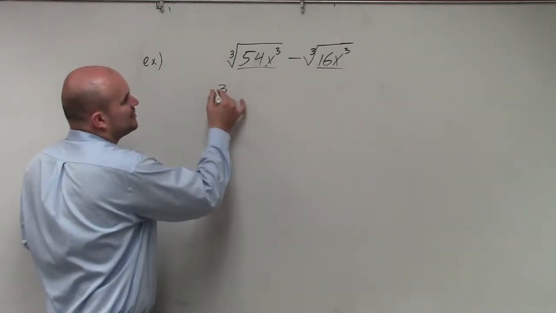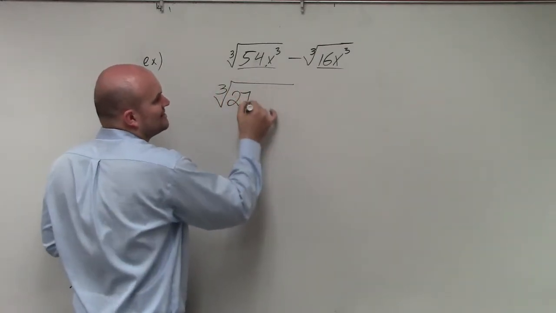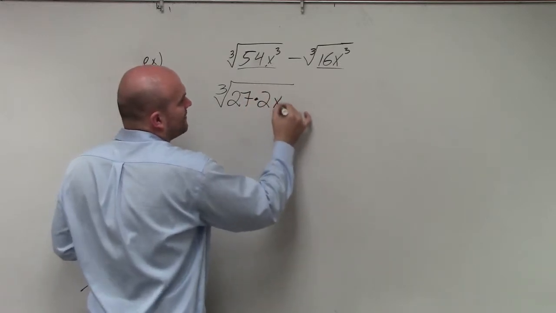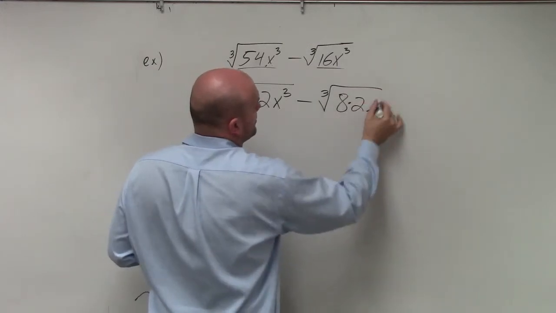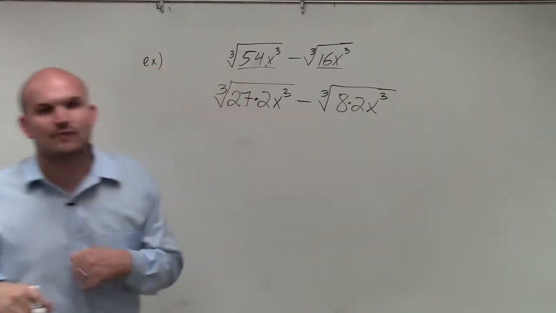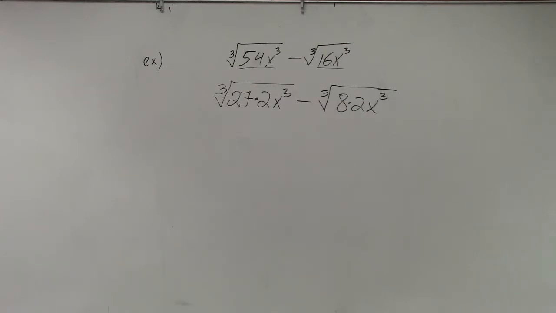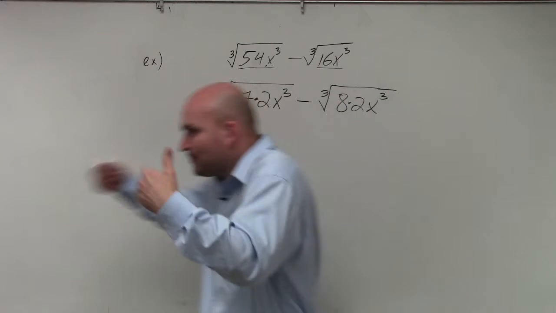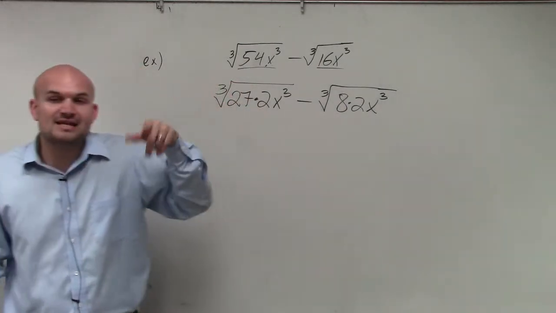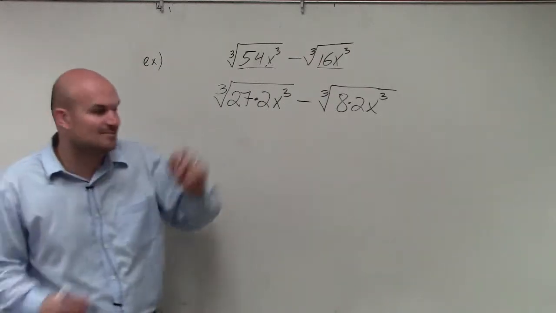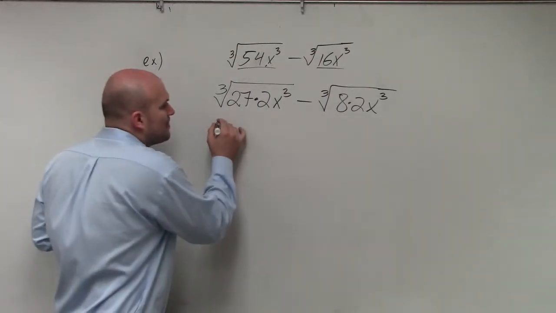But what I'm going to do is I'm going to rewrite 54 as 27 times 2 and then x cubed, minus the cube root of 8 times 2 x cubed. The reason why I rewrote these values, the radicands, as this, is because I can take the cube root of 27. 3 times 3 times 3 is 27. So when I do my prime factorization, 3 times 3 times 3 is 27. Remember the cube root is saying what number multiplied by itself 3 times. So the cube root of 27 is 3.